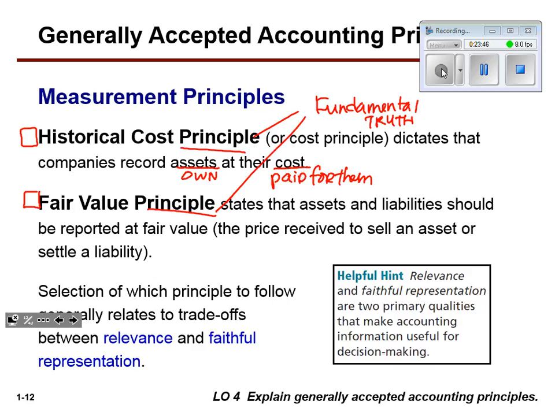The fair value principle, again, another fundamental truth, states that assets, what we own, or liabilities, what we owe, that's going to be tomorrow's lesson, should be reported at fair value. Again, you can't just pull numbers out of thin air. What's the going rate? What did you pay for it? So both of these principles basically take a look at, you can't just put a value on it, it's what you paid for.